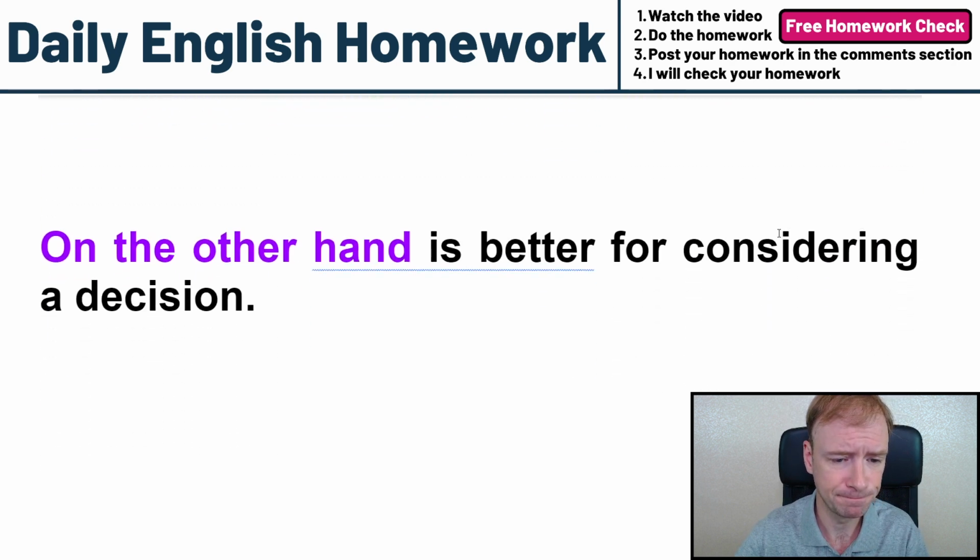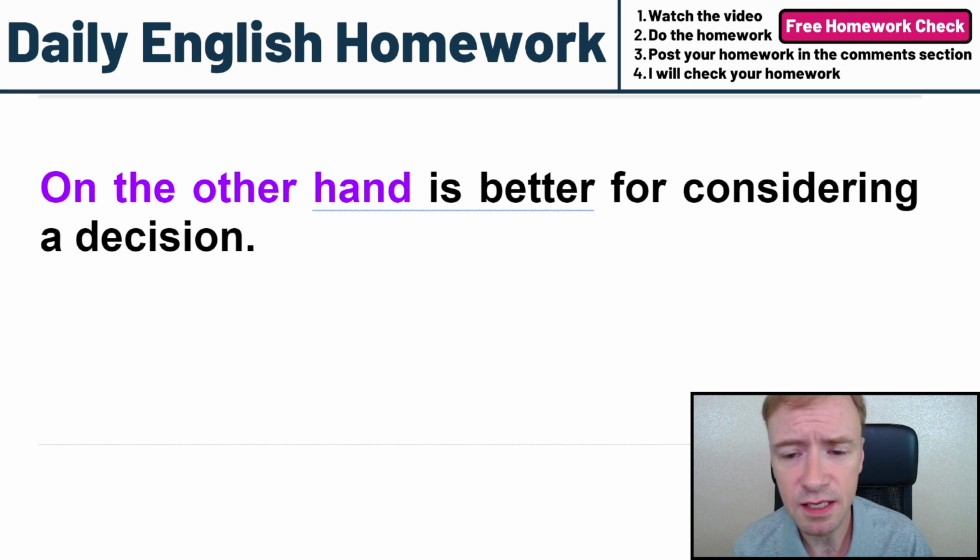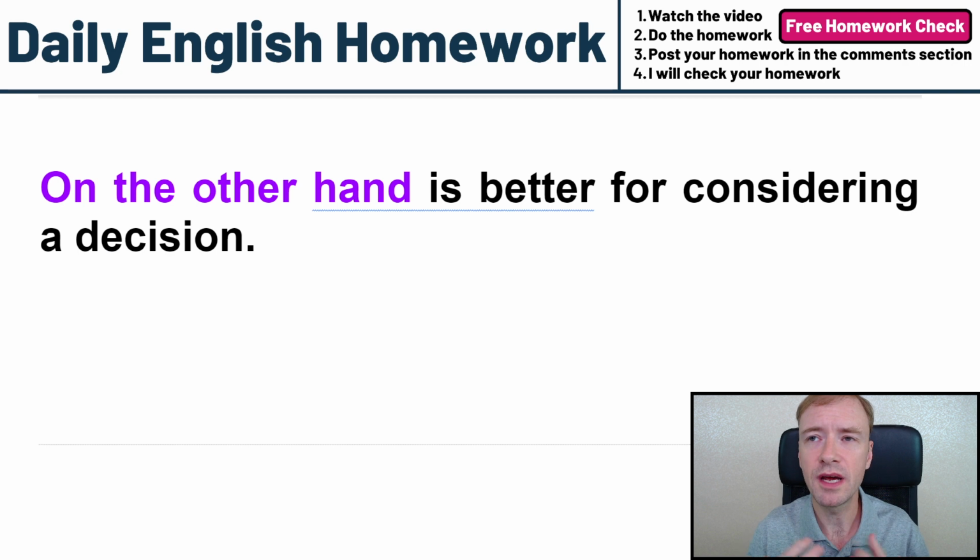Let's move on. On the other hand, is better for considering a decision. So, in contrast and on the other hand are great for formal writing like essays, IELTS, or TOEFL. These are great phrases to use, transitional phrases to use. But for day-to-day speaking, on the other hand, is more common for speaking. Usually people don't really say in contrast in their speaking. It's a little too formal.